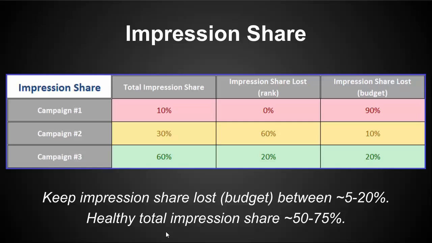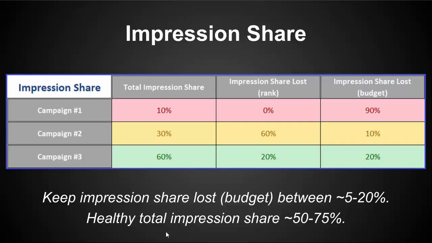So you can see in these examples here that there are campaigns with an impression share of 10%, 30%, and 60%. In campaign number one, the total impression share is 10% there, and you can see that 90% of the impression share is being lost to budget. What that means is that the budget is capping out early in the day.